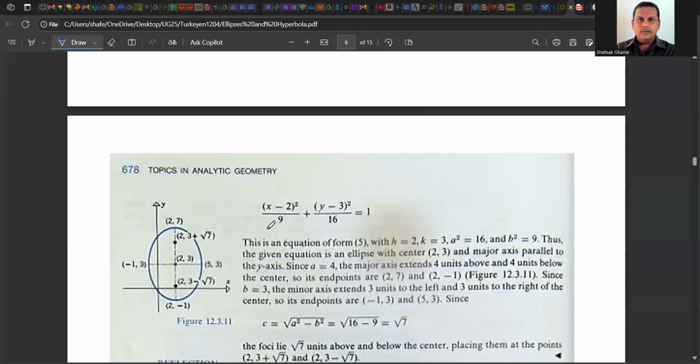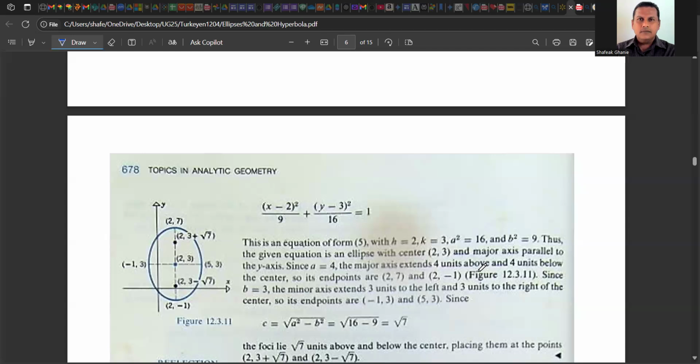So lots of telling details there, right? Because the 16 is bigger than the 9, you know this thing is oriented parallel to the y-axis. So you're looking at that. We got the center already, right? 2, 3, that's not hard. What is it you want? A is 4, so the major axis semi-length is 4 units.